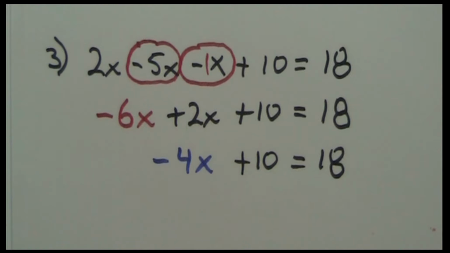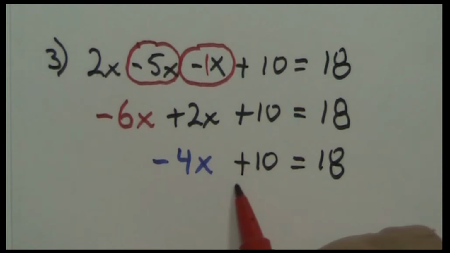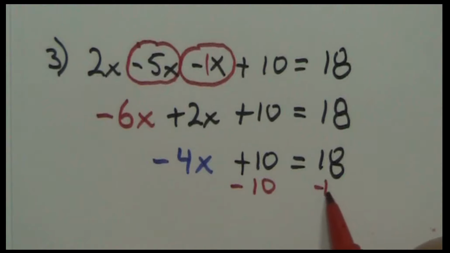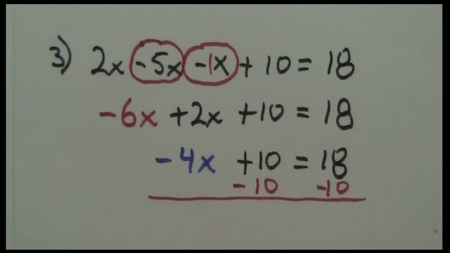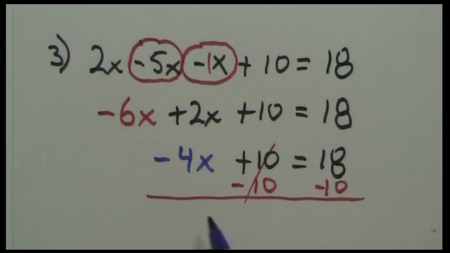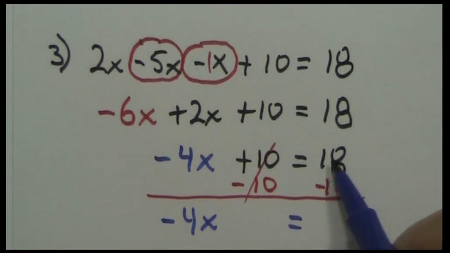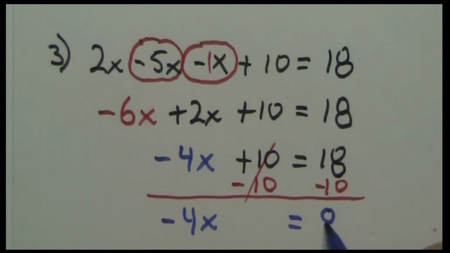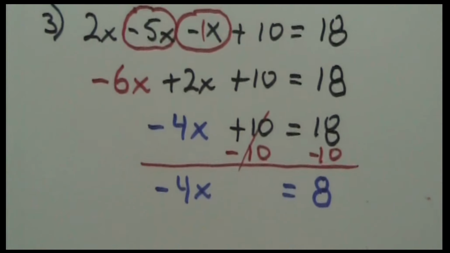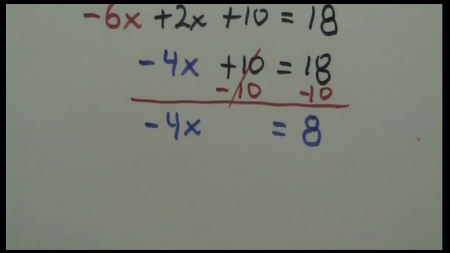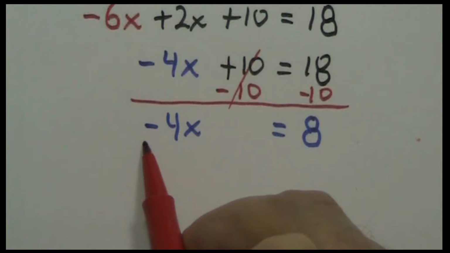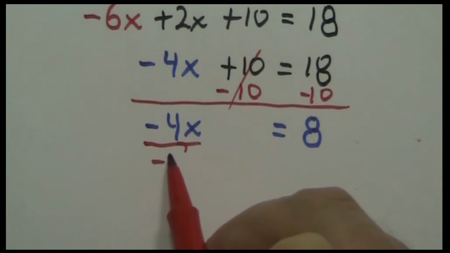Okay, now we have a two-step problem. So let's see, I will first get rid of the constant, plus 10. Okay, this will be 0, and you're left with negative 4x, and 18 minus 10 is 8.